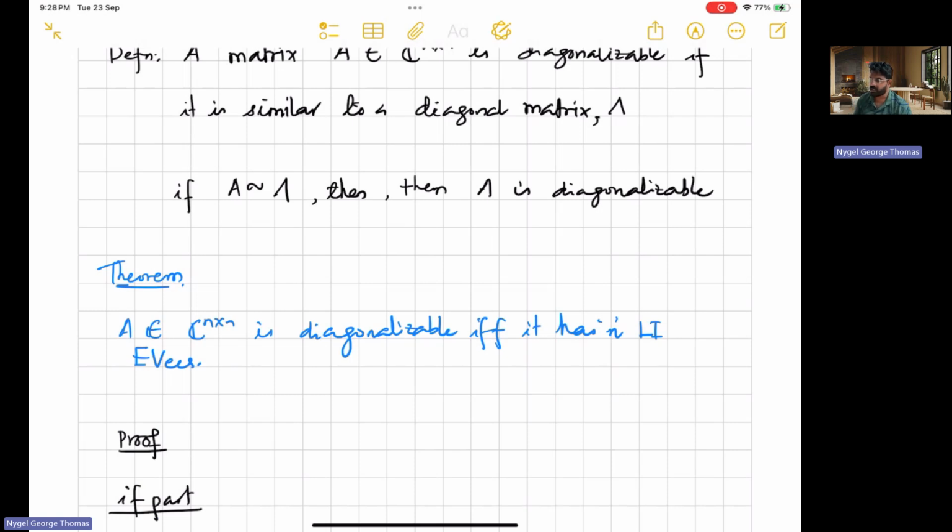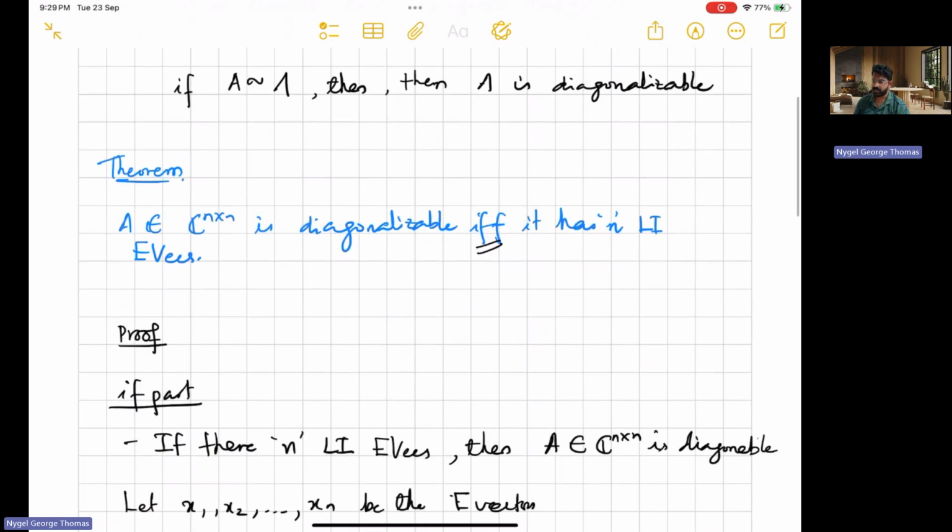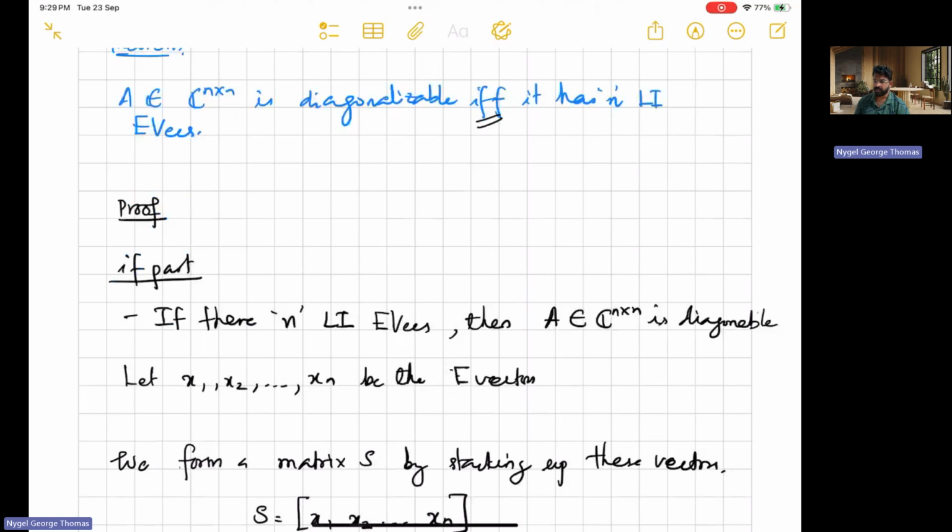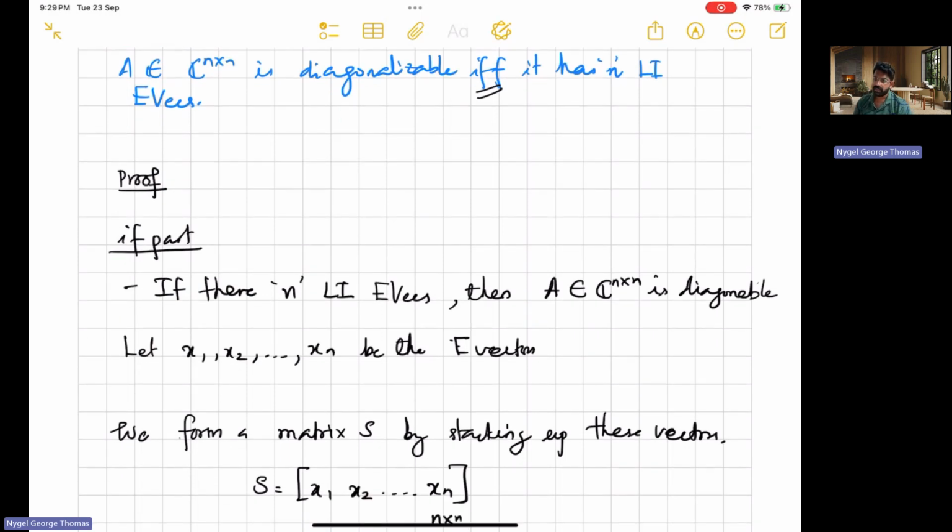It is an if and only if condition, which means if the matrix is diagonalizable, then it has linearly independent eigenvectors, and if it has linearly independent eigenvectors, it is diagonalizable. So there is both an if part and an only if part, and you have to prove both. Let's take the if part first. We know that there are n linearly independent eigenvectors, and we take x1, x2, up to xn to be the eigenvectors.